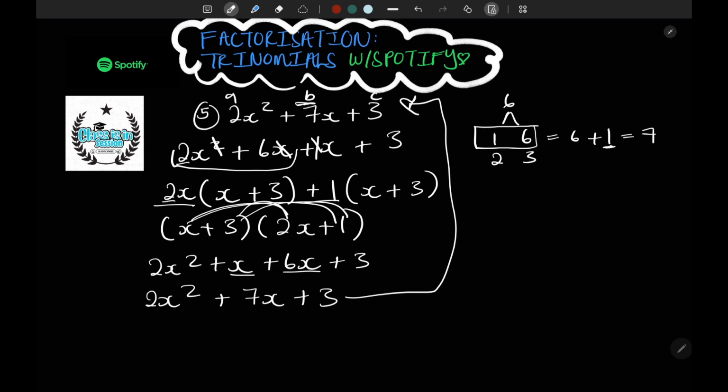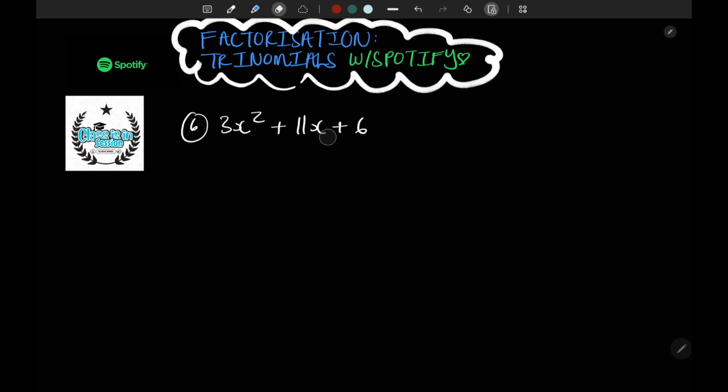Let's do the sixth example. Let's do 3x squared plus 11x plus 6. What's the first step? Multiply a with c. 3 multiplied by 6 is 18. Now let's find factors of 18 that add up to b. 18 divided by 1 is 18. 18 divided by 2 is 9. 18 divided by 3 is 6. We can already see 2 plus 9 here. Now how can you write this? 9 plus 2 gives you 11.